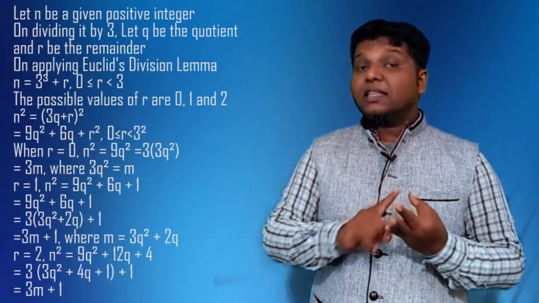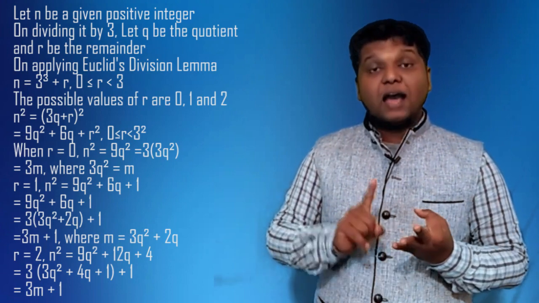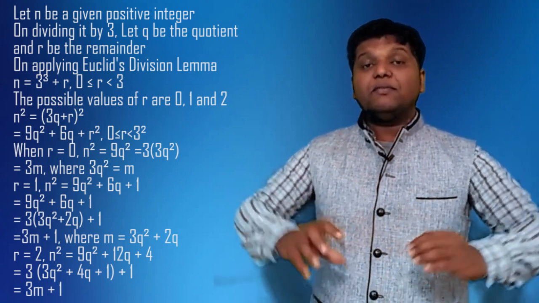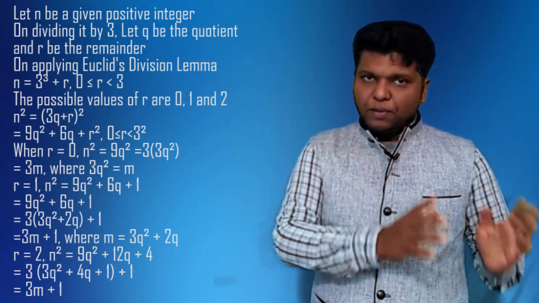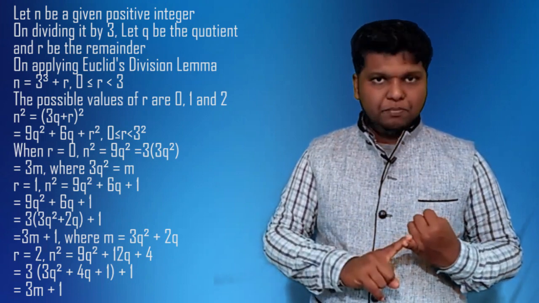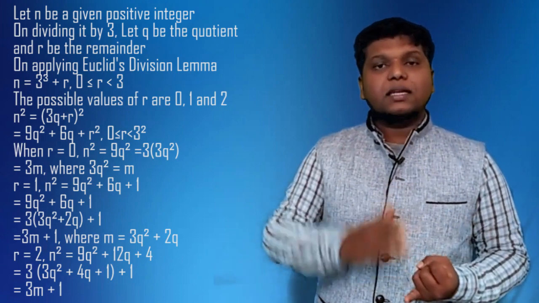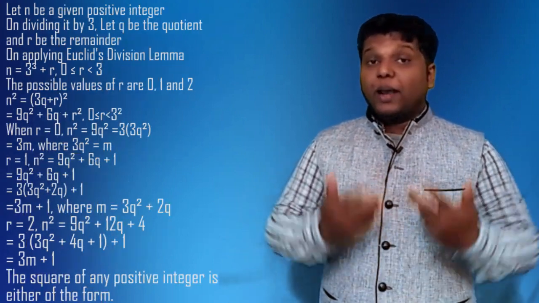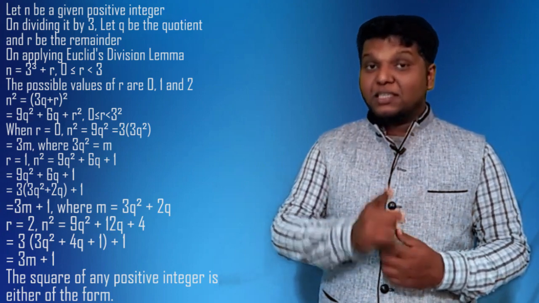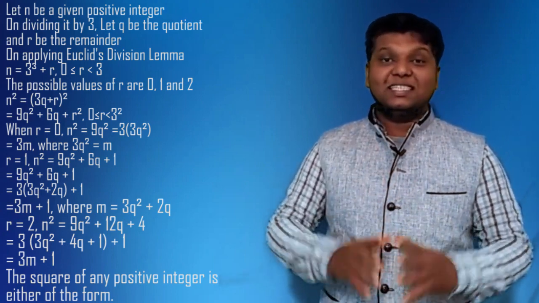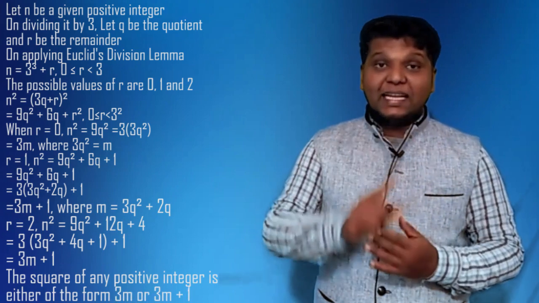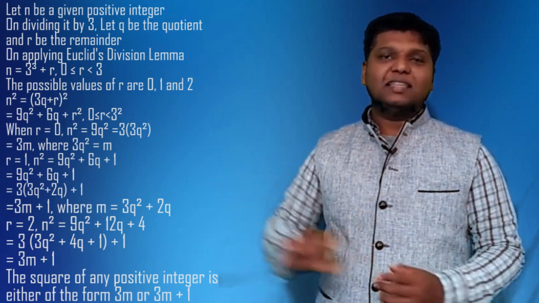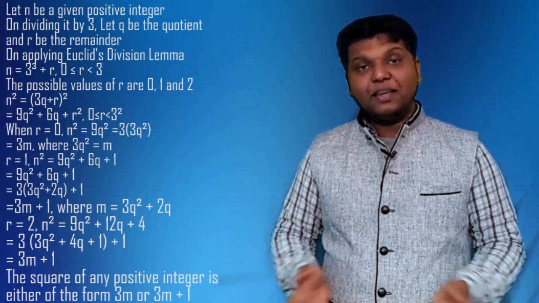Now see, there were 3 values for r: r is equal to 0, r is equal to 1 and r is equal to 2. In these 3 values, in the first part we got the form 3m. What about the second and third part? We got 3m plus 1, again 3m plus 1 itself. So we can conclude that the square of any positive integer is of the form 3m or 3m plus 1. So finally we will write that statement, hence proved. Like that we can state this.